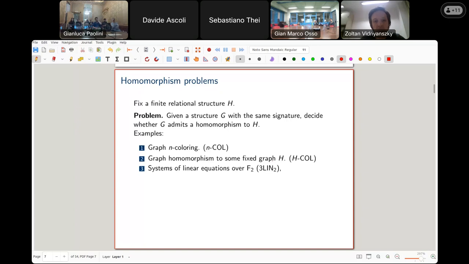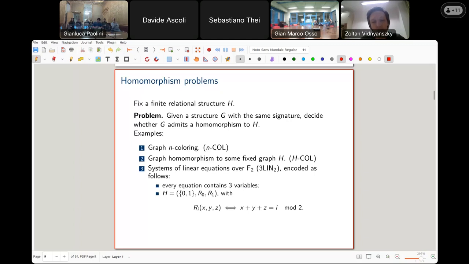Okay. Some more interesting example is systems of linear equations over some finite field, and I will use the notation 3lin2 for that. There is a concrete way of encoding this. This is not super important, but you should believe me that for any system of linear equations you come up with, I can come up with a structure such that a solution to the system of linear equations is exactly a homomorphism to some fixed structure. Say for F2, we have a structure on 0, 1 and some relations. So again, it's very natural and not super important.